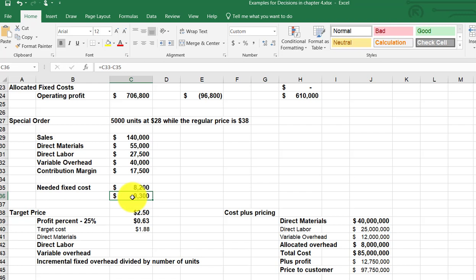And in doing that, we'd have to ask whether this is going to cause people to want that lower price all the time, all that kind of thing as well.